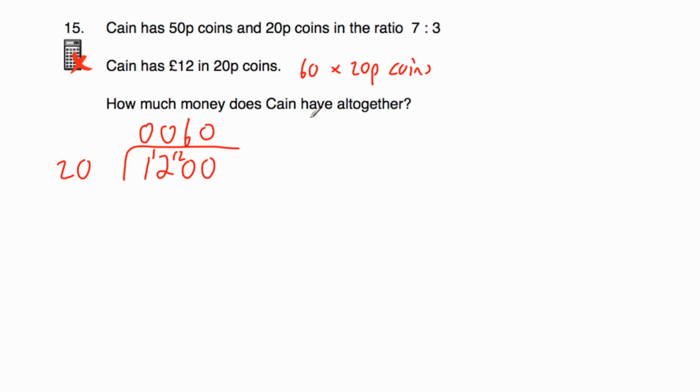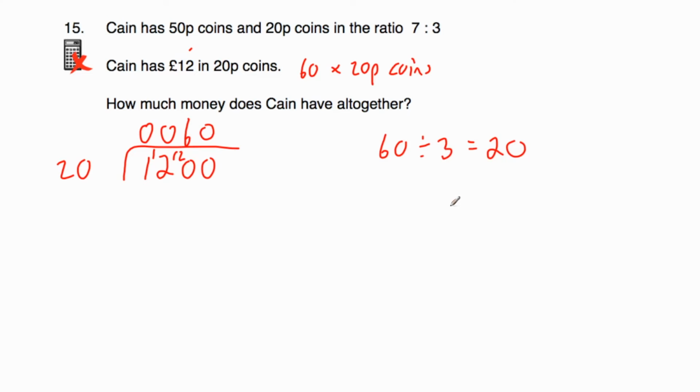And the question says, how much money does he have altogether? So we know how many 20p coins he's got, and we know the value of those 20p coins. So we now need to look at the 50p coins. We're told the ratio of 50p coins to 20p coins is 7 to 3. In other words, for every 3 20p coins he's got, 7 50p coins. So if we divide 60, the number of 20p coins, by its number in the ratio of 3, so 60 divided by 3, that's equal to 20.